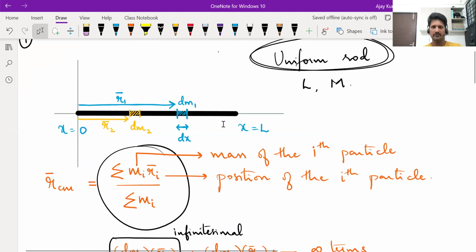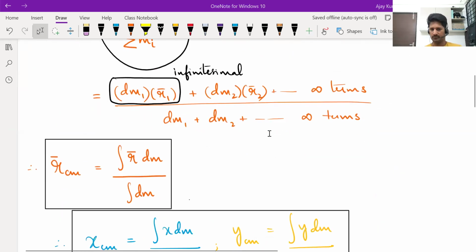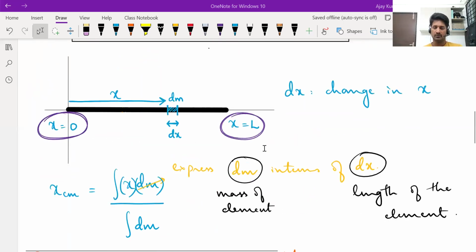Now since there are infinite particles, you can't use the sigma formula, you'll have to use the integration formula: integral r dm divided by integral dm. So if it's only the x coordinate that you want, integral x dm divided by integral dm. Only y coordinate, integral y dm divided by integral dm. So what is dm? Mass of one element. What is x? X coordinate of that element. So if you want to integrate them, you'll have to express the mass of the element in terms of dx, dm in terms of dx.